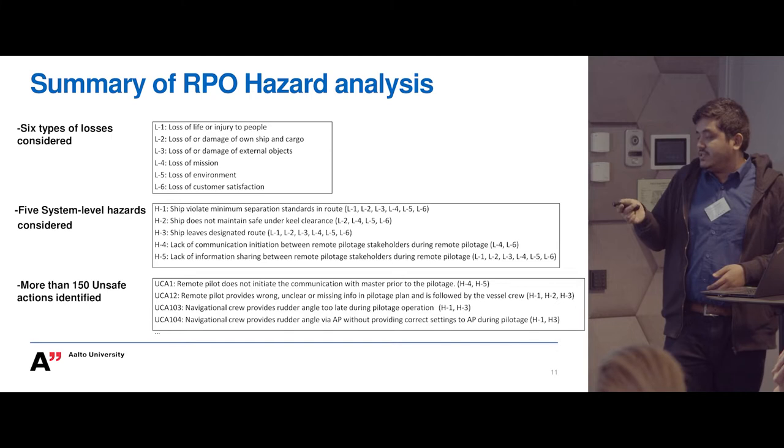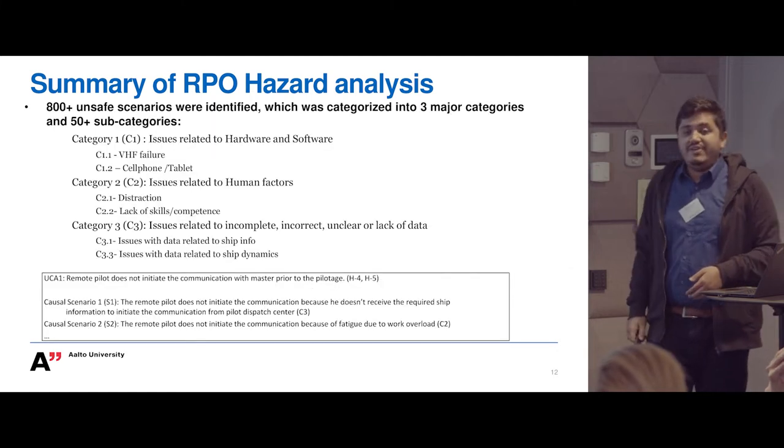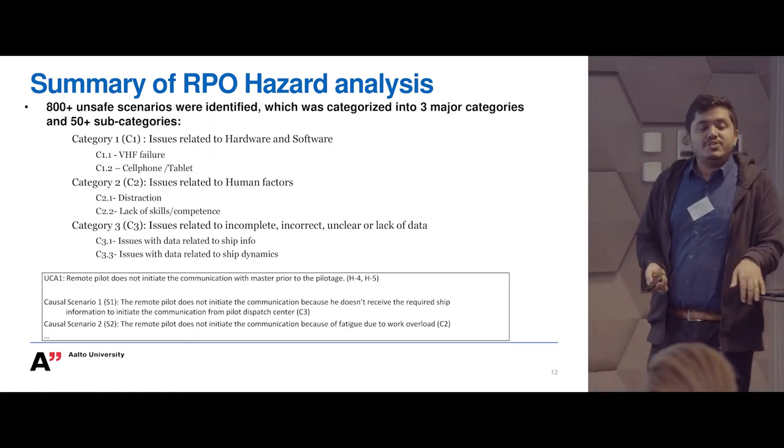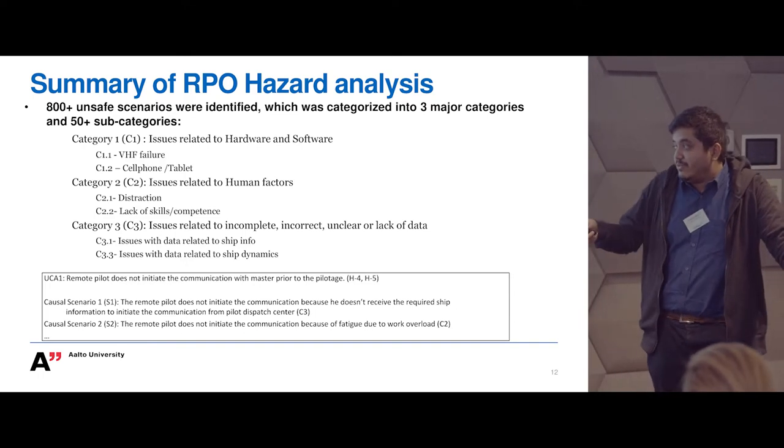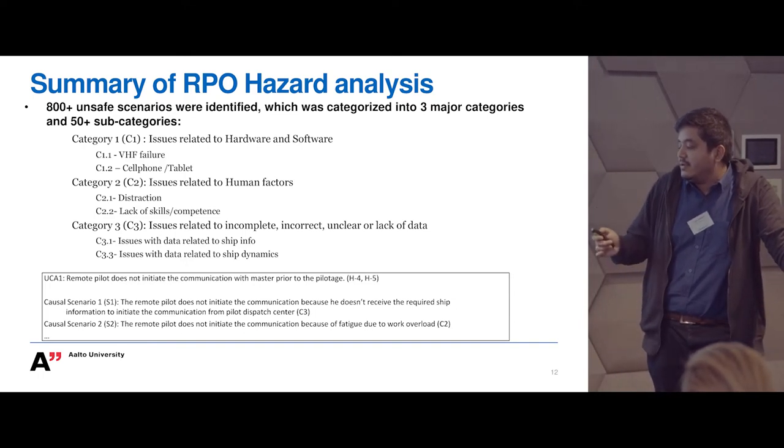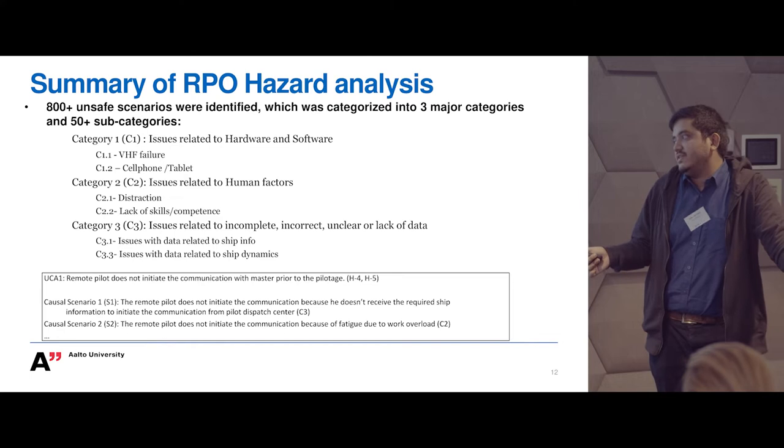And for each of these UCAs, we try to identify how it can occur. So what are the possible causes behind them? For example, for UCA 1, we have the remote pilot does not initiate the communication.